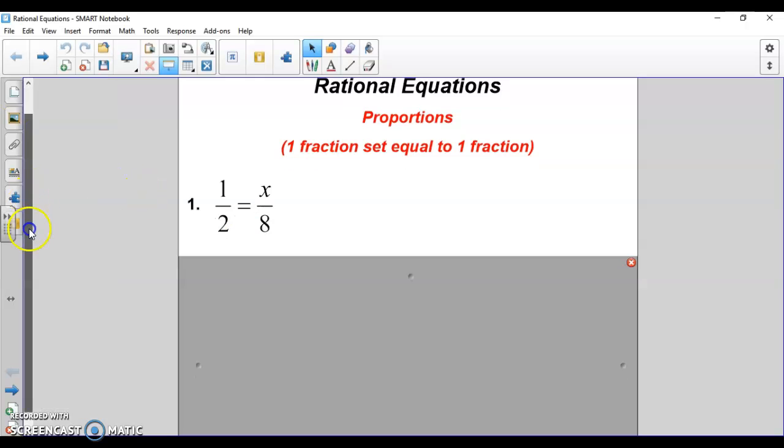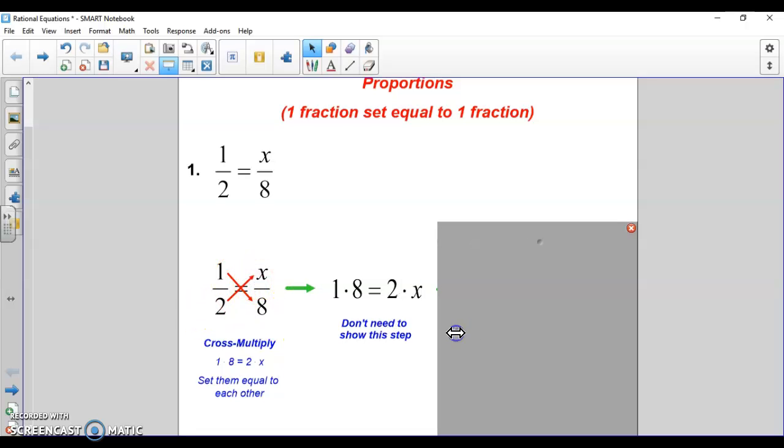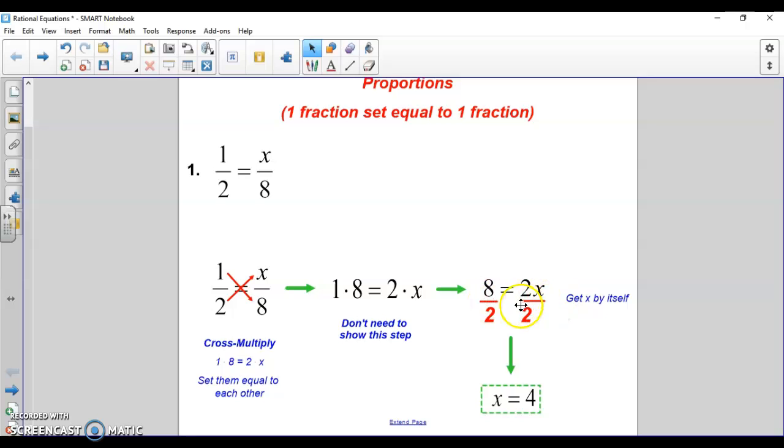So proportions. First thing you can do with these is cross multiply. You may have seen this before. All we do is 1 times 8, then 2 times x, and then set those two parts equal to each other. You don't necessarily need to show this step here. I would like to see this portion here: 8 equals 2x, divide by 2 on each side, and then you have x equals 4, and you're done on that one. Nothing crazy there.